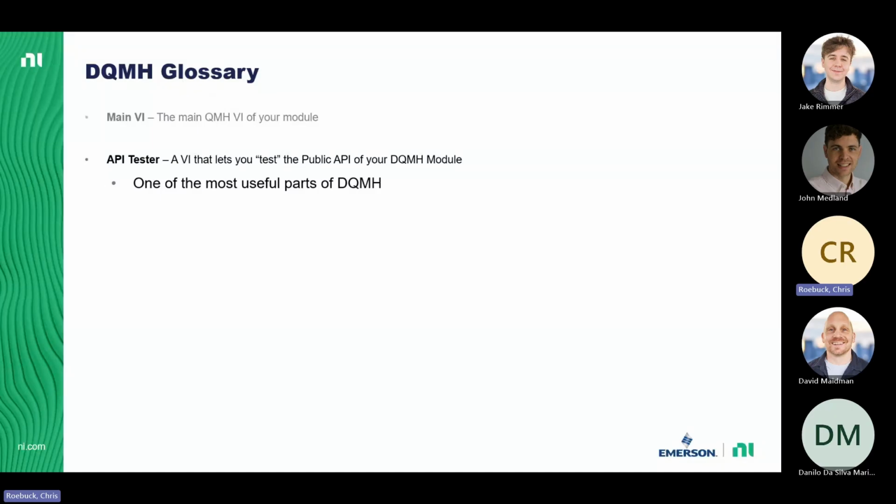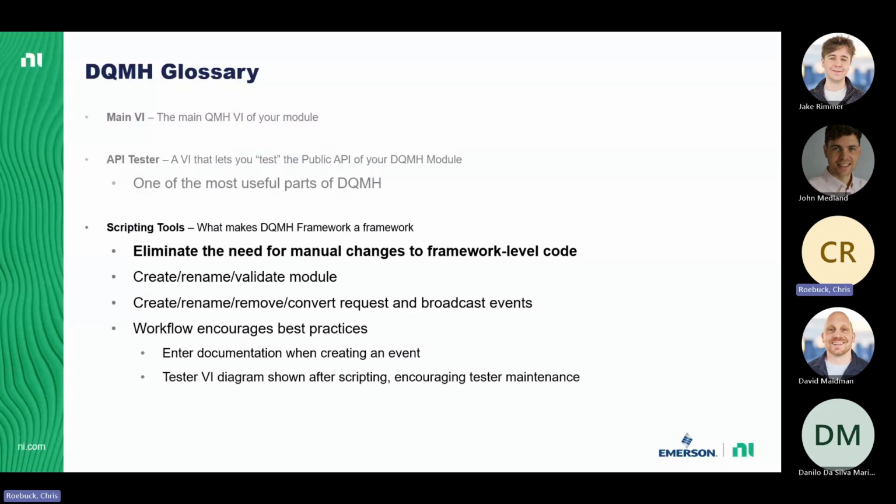Because we've talked about how our module has a very singular specific purpose. It should be highly cohesive in that it should only perform one task, and it should be loosely coupled. It should be independently tested. That API tester allows us to do just that.